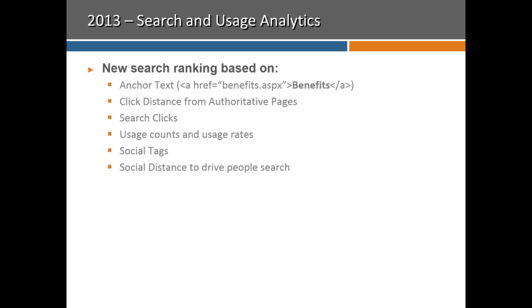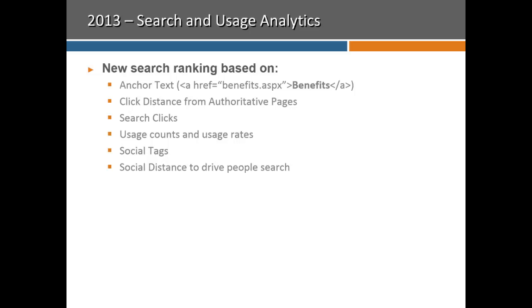SharePoint's also looking at search clicks now. So the more people click on a search result, the more relevant SharePoint's going to consider it to be over time. So if everyone searches for benefits and ends up clicking on the third search result, then eventually SharePoint's going to promote that up to be the most relevant result.